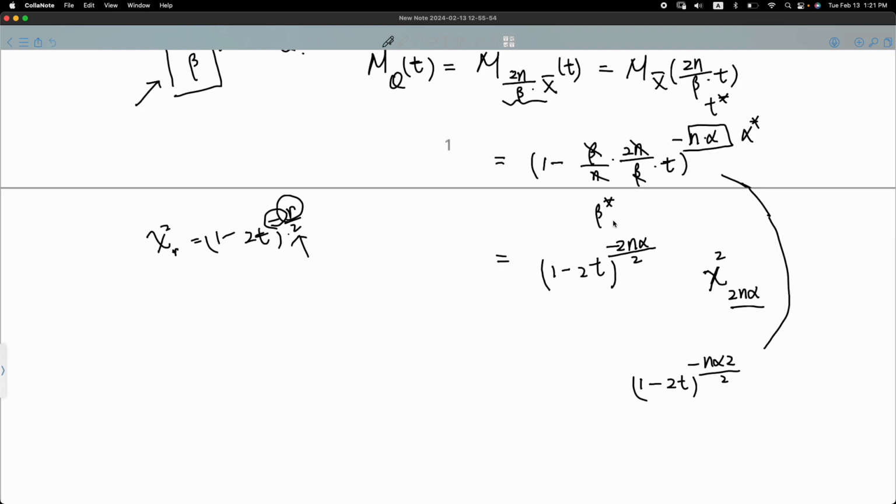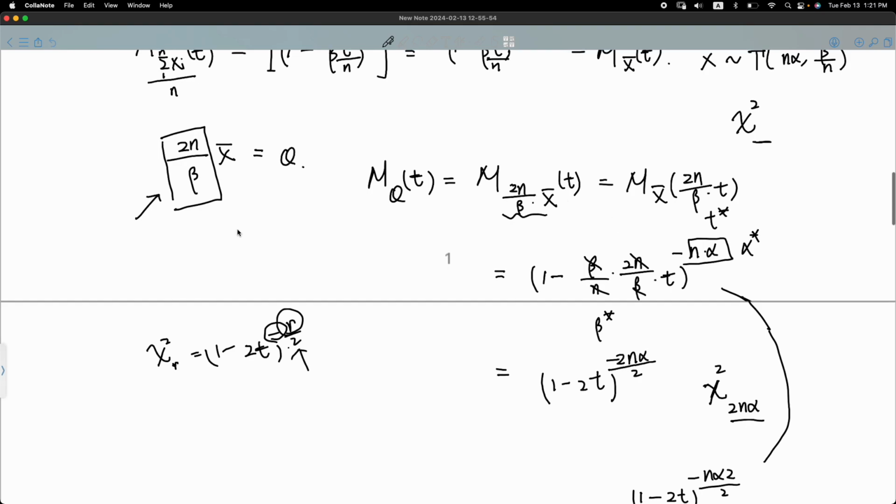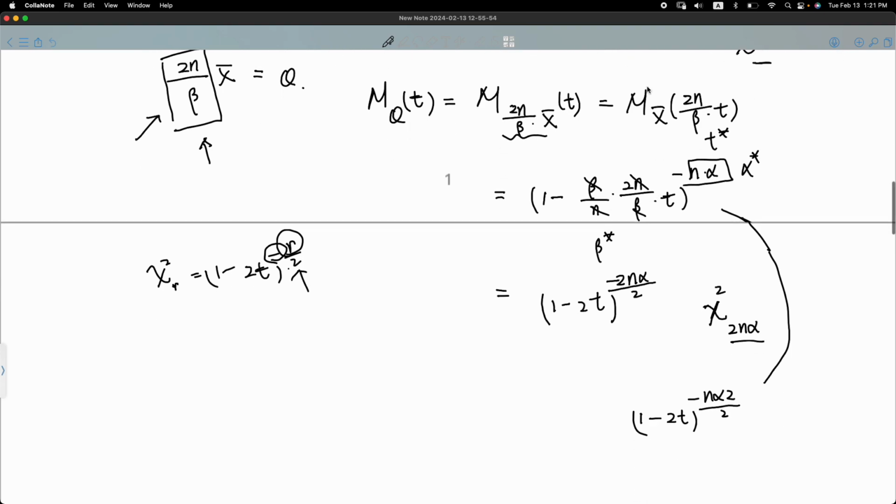So the solution to the question, just for answering this question, is that the transformation is to multiply by 2n over beta. That should be the solution. But the reason we go through this is to show that it follows a chi-square, with this new degree of freedom.